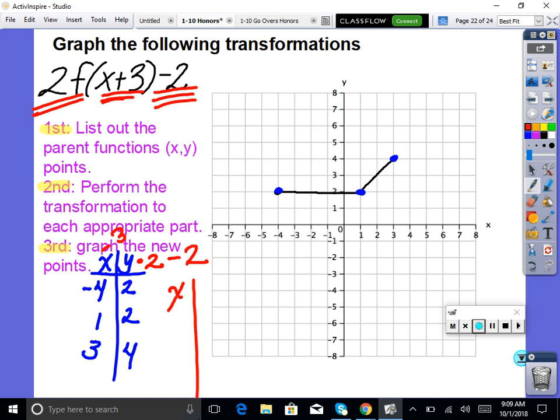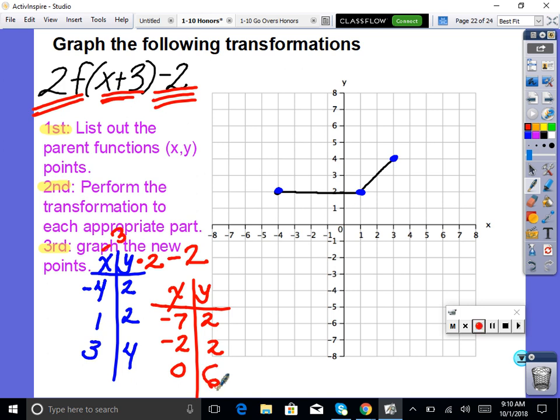So now I'm writing down my new x, y points. Negative 4 minus 3 is negative 7. 1 minus 3 is 3 minus 3 is 0. 2 times 2 is 4. 4 minus 2. Then we've already done 2, so we get another 2. Now 4 times 2 is 8. 8 minus 2 is 6.